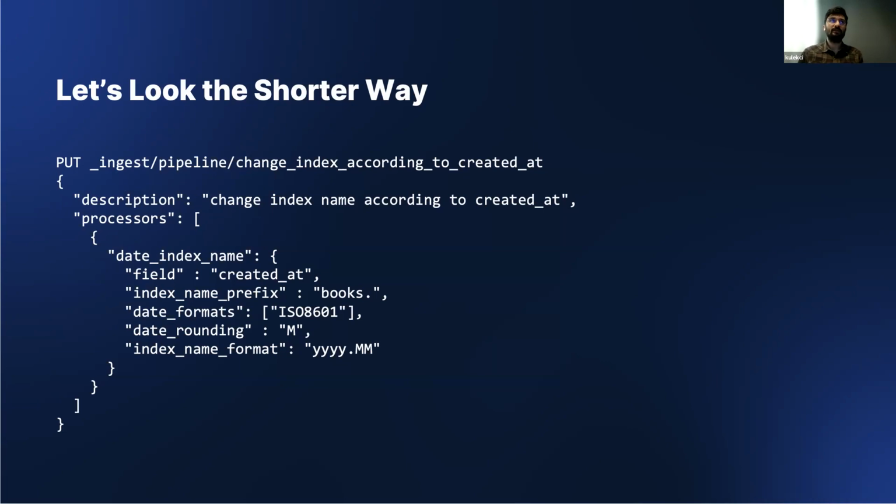Elasticsearch has a shorter way instead of using the three processors. Here, you can use just one processor, date index name, to solve the problem too. In our scenario, we had multiple other processors as well. I just want to give you a quick look at how flexible the ingest pipeline is for different problems.